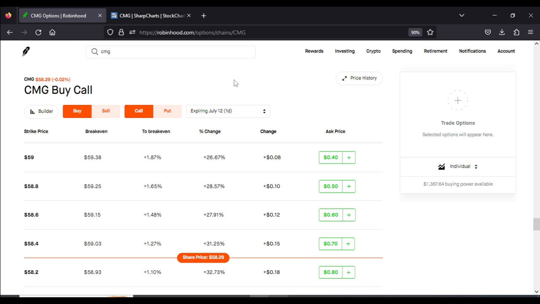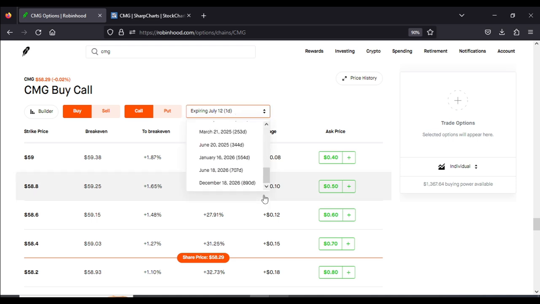Now, with the LEAPS option strategy, the first letter stands for long term. So we're going to look to buy a call at a far out expiration date. For this video, I'm going to go out to probably the furthest expiration date there is, which is going to be December 18th, 2026. And as you can see here, it tells me that's 890 days away.